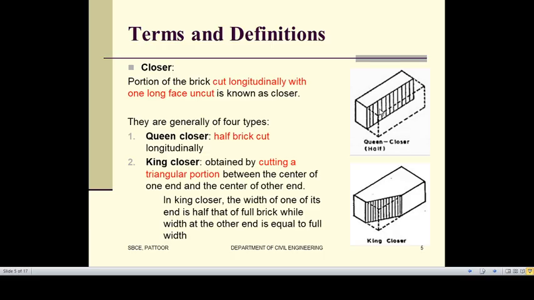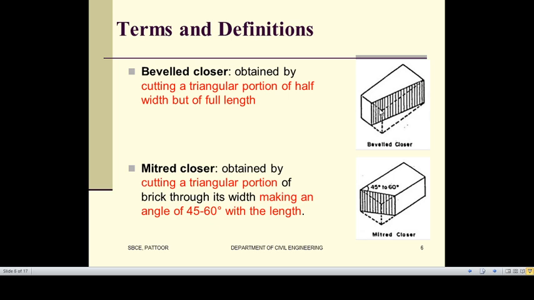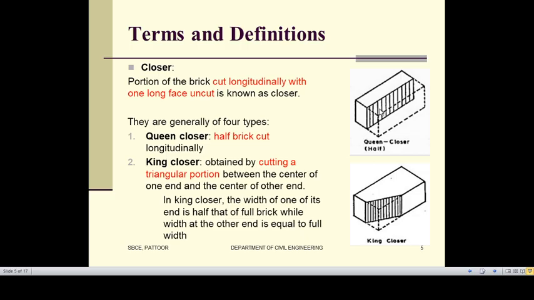There are four types of closure: queen closure, king closure, beveled closure and mitred closure. So the first one is queen closure. The first figure is showing queen closure. In queen closure, the brick is cut into half longitudinally.